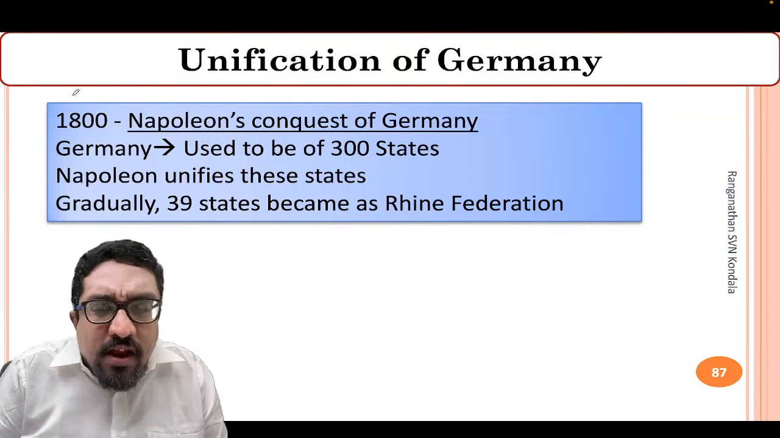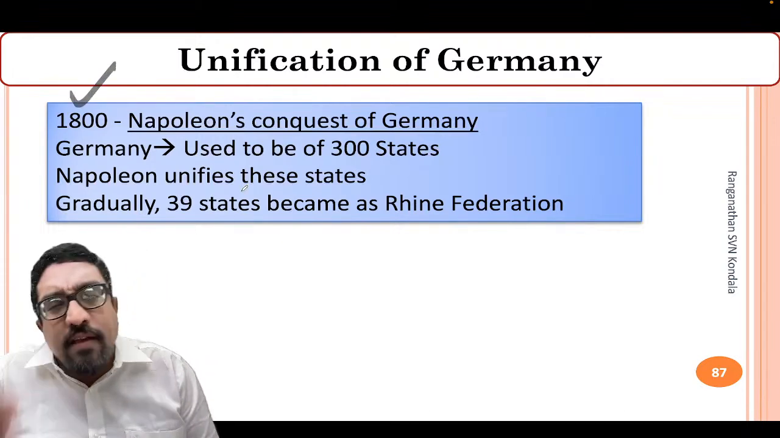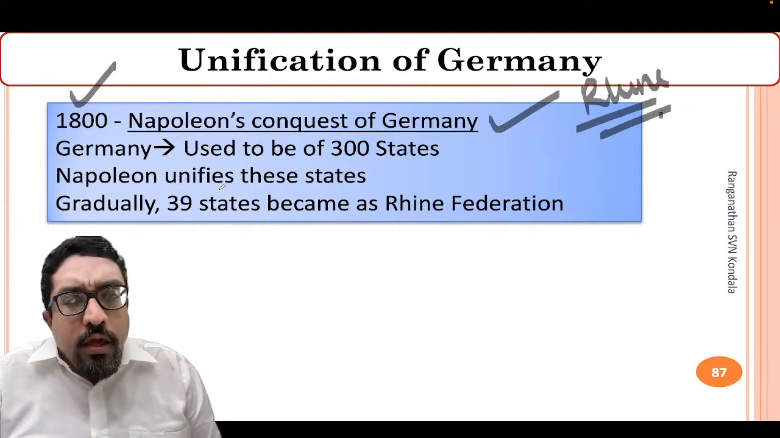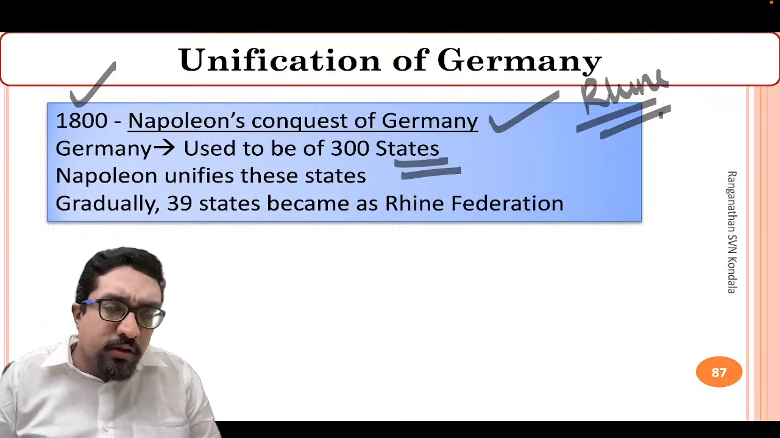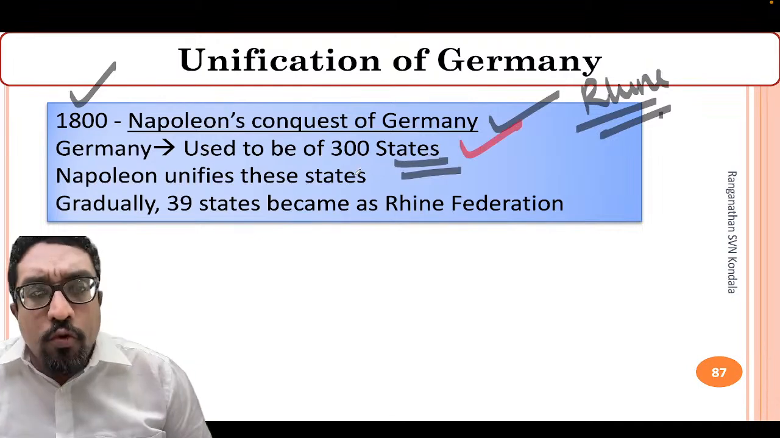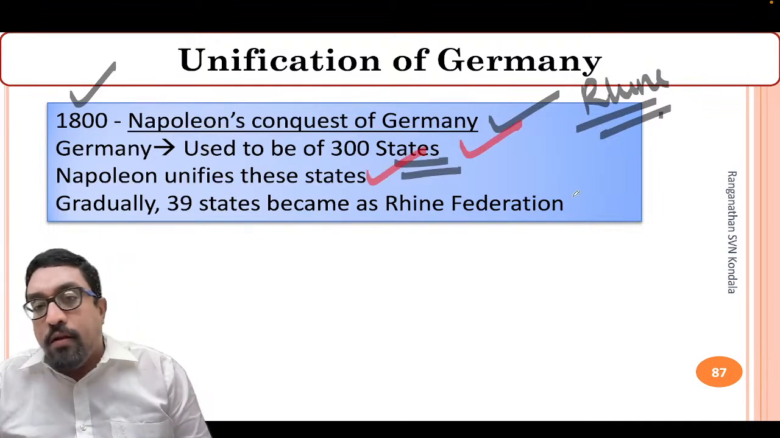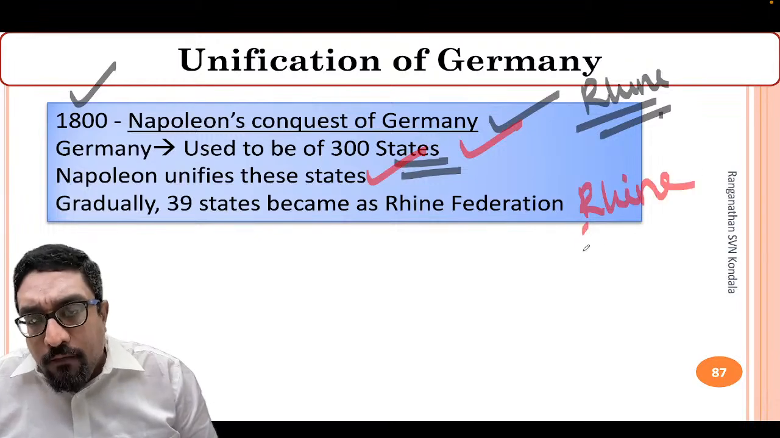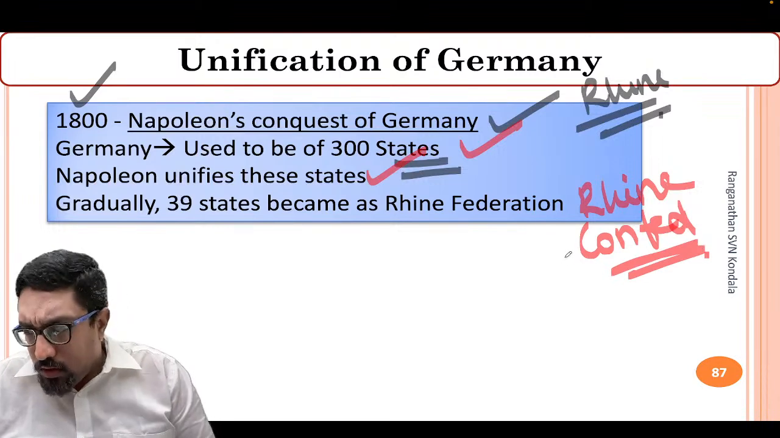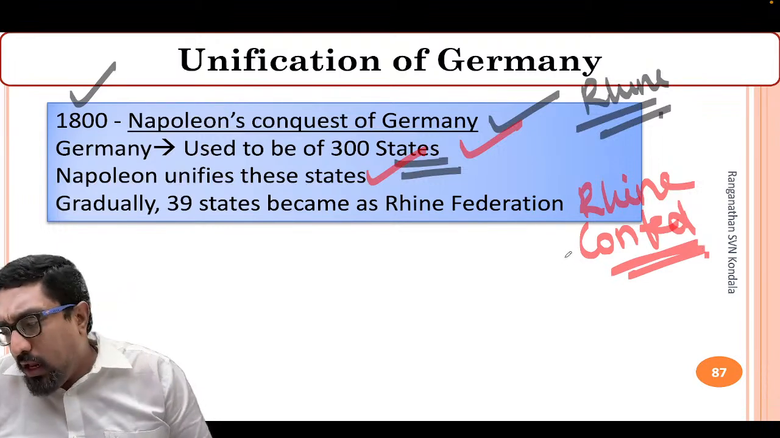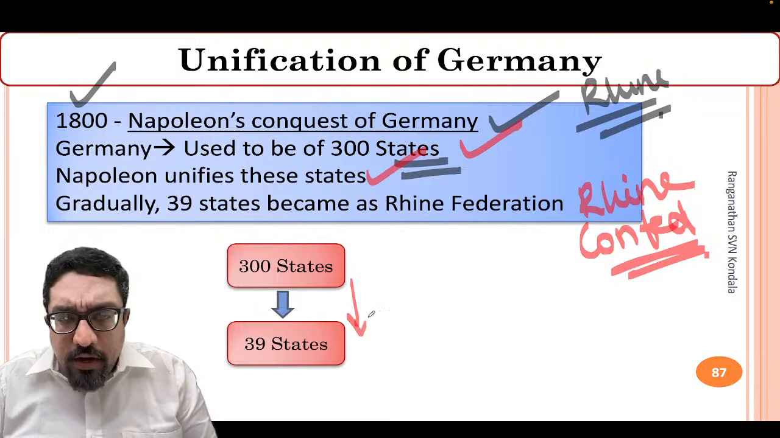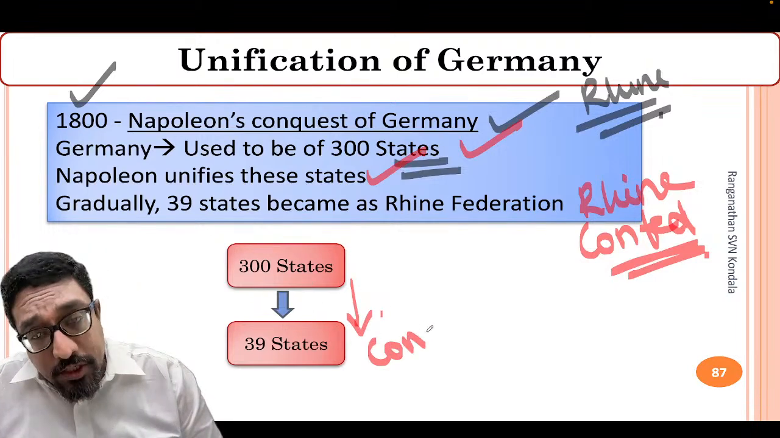Approximately 1800. If you remember, I told you, just like Italy, Napoleon conquered this Rhine region. He colonized all the 300 states, all the 300 kingdoms which are there in this German region, unified them, and created one country called the Rhine Confederation. 300 states were made into a 39 state confederation.